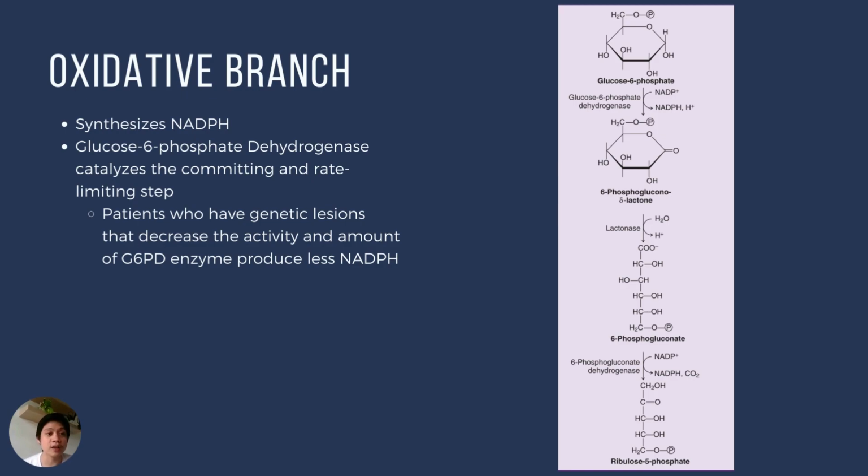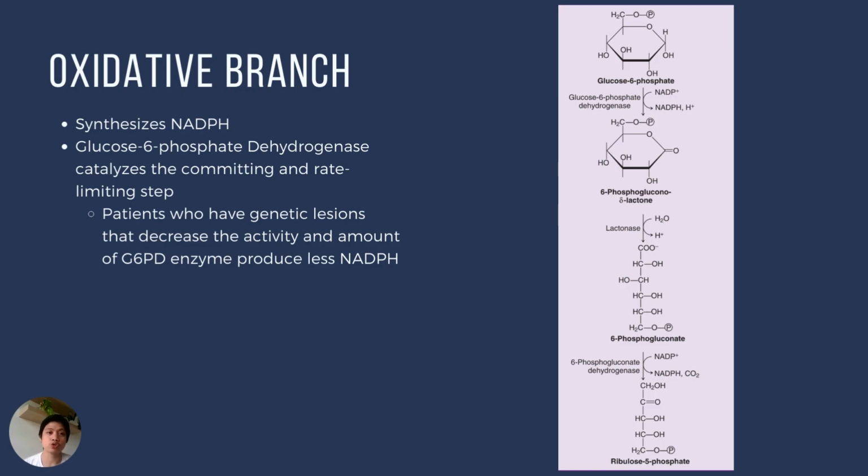So this is important because we have a condition known as glucose 6-phosphate dehydrogenase deficiency, where patients have a genetic lesion that decreases the activity and the amount of the enzyme. Thus, these patients are not able to produce lots of NADPH. When they have low levels of NADPH, the functions that NADPH performs will not only be altered in these individuals, but may even be absent.